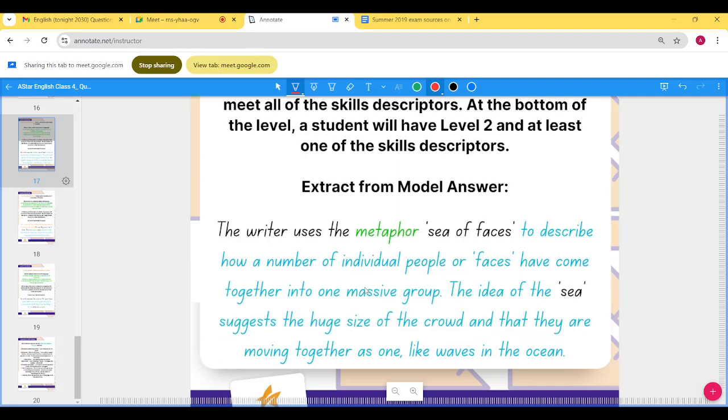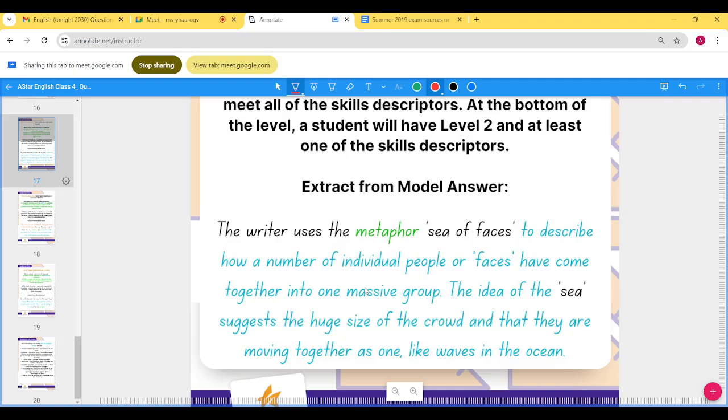So we got here, the writer uses the metaphor sea of faces to describe how a number of individual people's faces have come together into one massive group. So it's a little bit more basic. The language here hasn't really gone further with the sea idea in this case, but it has understood the metaphor. It's clearly understood. And the idea of the sea suggests the huge size of the crowd and that they are moving together as one, like waves in the ocean.